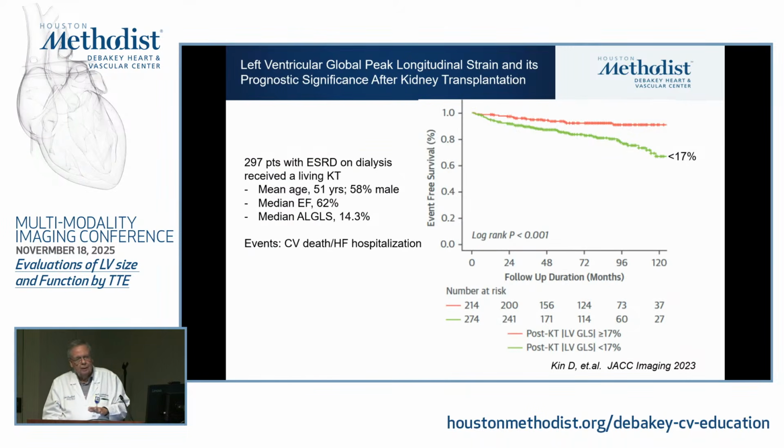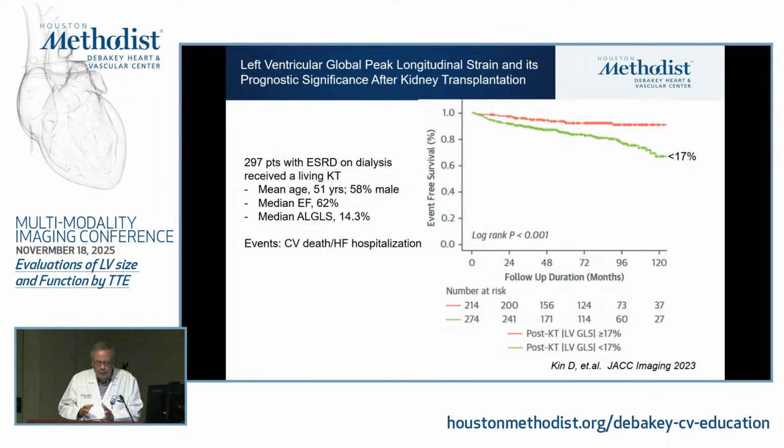And now there is an interest in looking at this in end-stage kidney patients that are awaiting transplant. And it could become a way to move them to a higher level of priority. In this small study, which is almost 300 patients on dialysis, you can see that event-free survival was much better in the group that had a preserved strain. Those that were under 17, even in the 16 range, had a worsening of outcome over 5 years.